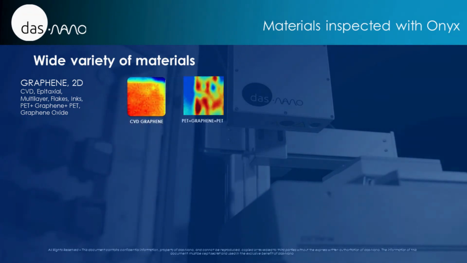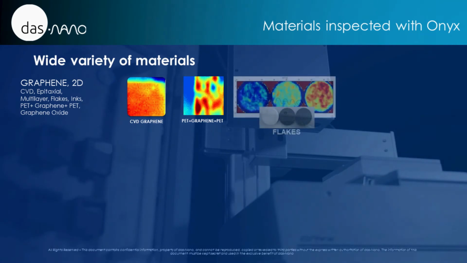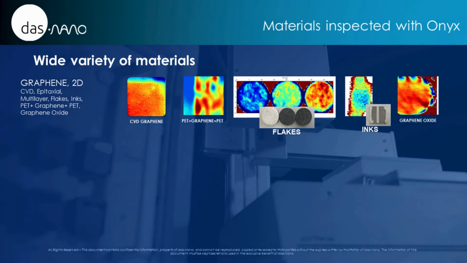A PET sandwich of graphene can be inspected. Also graphene flakes. Here you can see 3 packs. The first on the left is PET and it is the control. The other 2 are packs with different concentrations of graphene flakes. As we can see, the contribution of the flakes can be easily detected along with their distribution within the pack. Similar experiments can be conducted with inks and in other forms of graphene, such as graphene oxide.